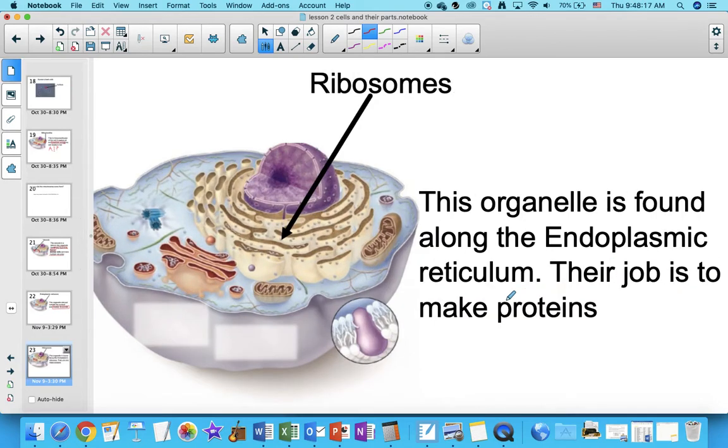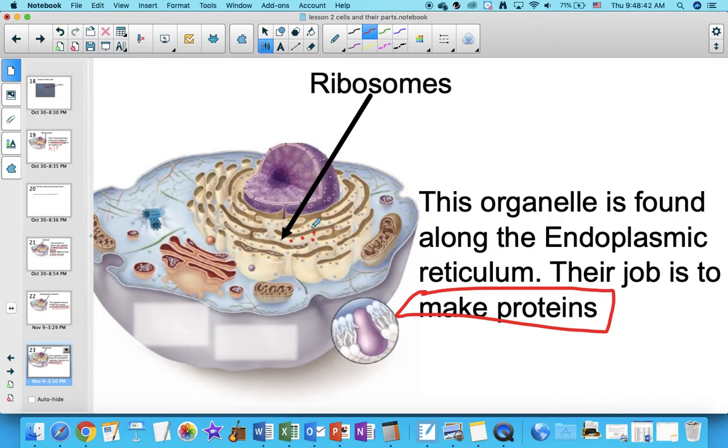Now you have ribosomes, right? So if you look carefully at this picture, you may see some dots here, here, here, here. So those dots are the ribosomes. And the ribosome's job is to make proteins. So the endoplasmic reticulum sits outside the nucleus. And the endoplasmic reticulum makes ribosomes. The ribosomes make proteins.